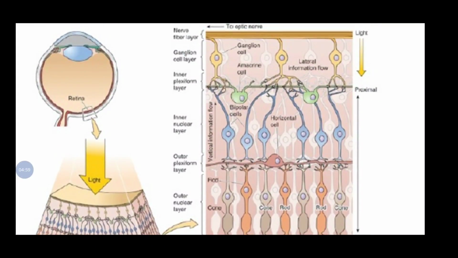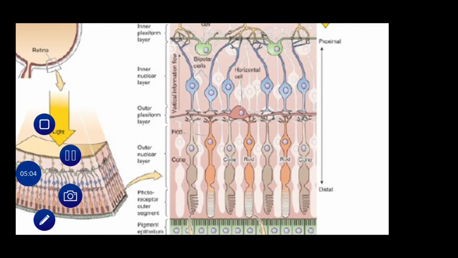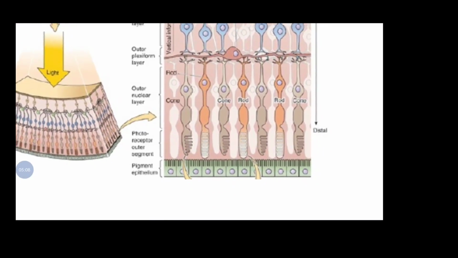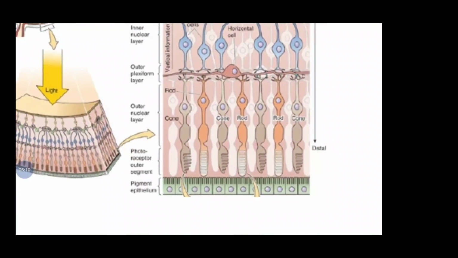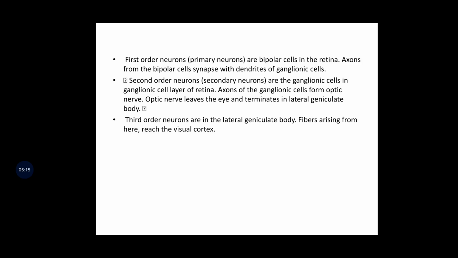So this ganglion cell, then the bipolar cell, and then here we have our photoreceptors, the rods and the cones. And from here, through to the last layer, the optic nerve leaves the eye and terminates in the lateral geniculate body, and the third order neurons are in the LG body. The fibers arising from here reach the visual cortex, and hence a person is able to do visual processing. It is done in the visual cortex.